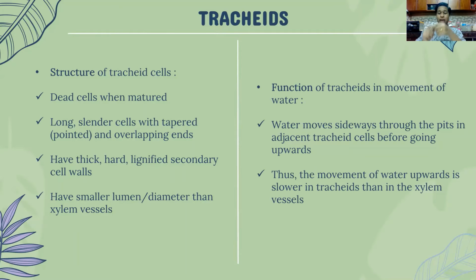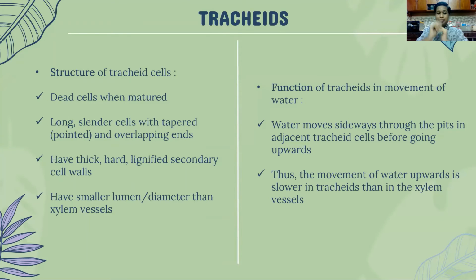So the tracheids are long, but as they go, they become tapered. Tapered means reduced in thickness. So as long as they go, they become thinner, until it becomes like a point. So at the end of the tracheid, it is pointed. And then we have overlapping ends, meaning that the tracheids are overlapping each other. This is the pointed end of one tracheid, and it is overlapped with another pointed part of a tracheid.